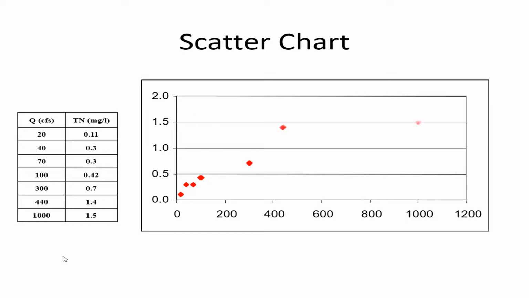But this is a different type of data. We are going closer to engineering now. Why? Because we are showing the discharge in cubic feet per second and the concentration of total nitrogen expressed in milligrams per liter. And we would like to draw the relation between Q and the total nitrogen. In this case, I need a relation between X and Y, therefore I used a scatter chart.